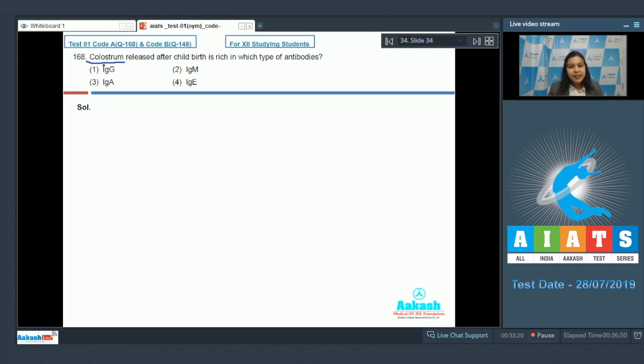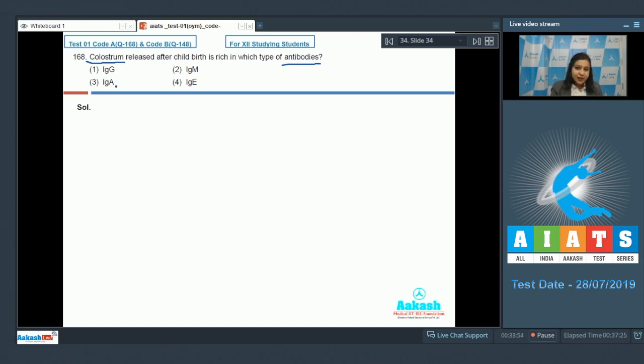Colostrum is the first milk which is released from the mother's mammary glands after the child is born. Colostrum released after childbirth is rich in which type of antibodies? Mother's milk is essential for the child because it provides immunity through certain substances called antibodies. These antibodies are certain proteins. Now the colostrum is rich in which antibody? IgG, IgM, IgA or IgE.